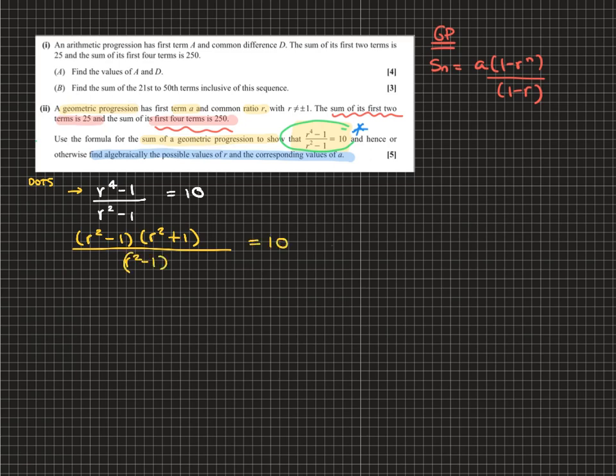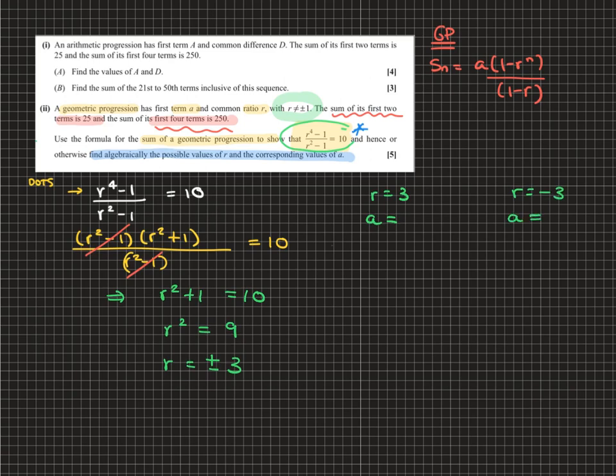Now, we can cancel through by r squared minus 1 because earlier on in the question we were told that r is not equal to plus or minus 1, which means r squared is not equal to 1. So this then gives us r squared plus 1 equals 10, r squared equals 9, r equals plus or minus 3. So if r equals 3, we can calculate the corresponding value of a, and if r equals -3, we can calculate the corresponding value of a.